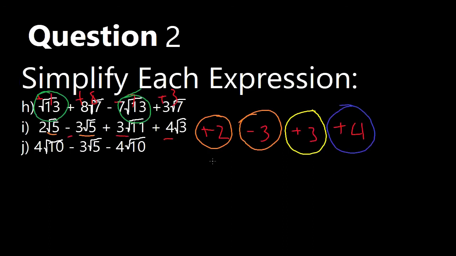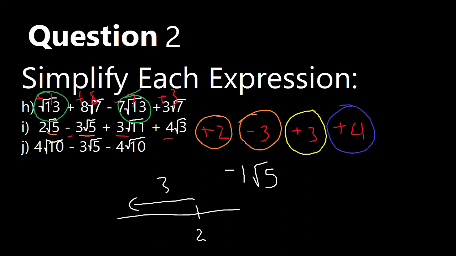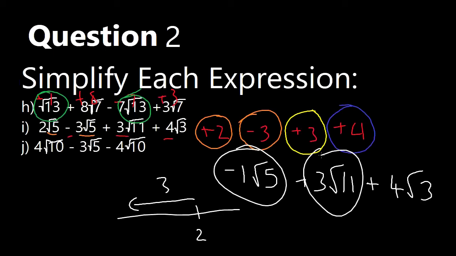So if we were to group together these like terms, for the 5's, 2 minus 3, so remember we're on 2 on the number line, and we're going backwards 3, so we go past 0 and we get minus 1 lots of root 5. Okay, then we're going to have our plus 3 lots of root 11, we can't do anything about that, and our plus 4 lots of root 3. So that's our final answer there, and you can remember, you can rearrange it any way you like. Put that there, doesn't matter, either one's good.